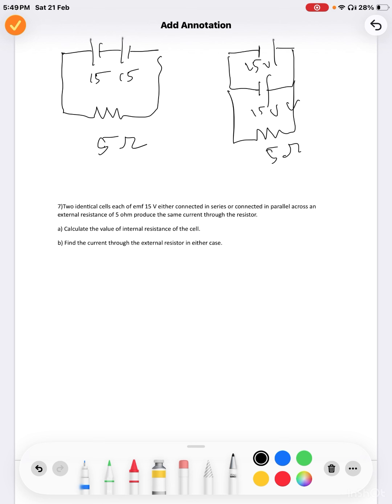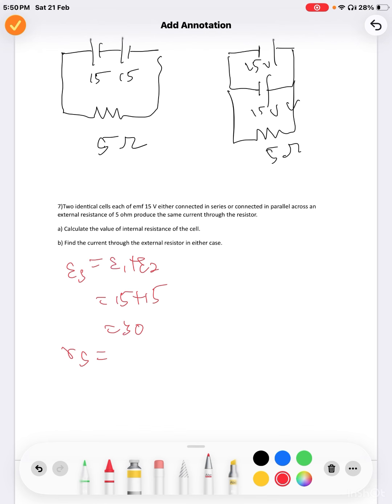So for this we have to first find the ES value, the effective value of EMF. So better write the formula first. ES equal to E1 plus E2. So 15 plus 15 will become 30, and we will find RS. RS equal to R plus R, there is 2R.